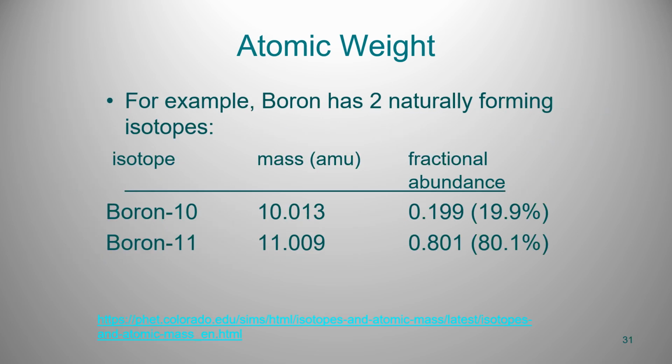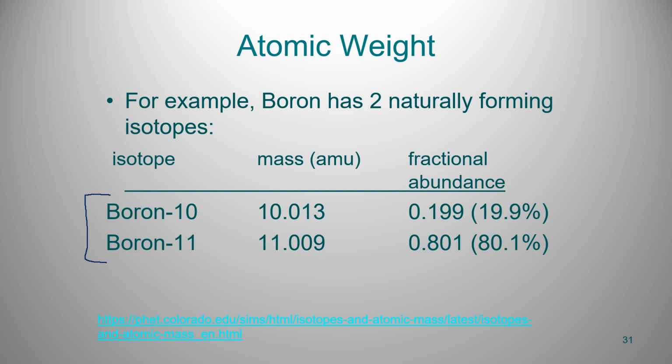So here's boron. Boron has 2 naturally forming isotopes. And again, I have no way of knowing this except that someone out there told me there are 2 naturally forming. So all those investigations have been done. But this is the information that you can find somewhere. So there are 2 isotopes for boron.